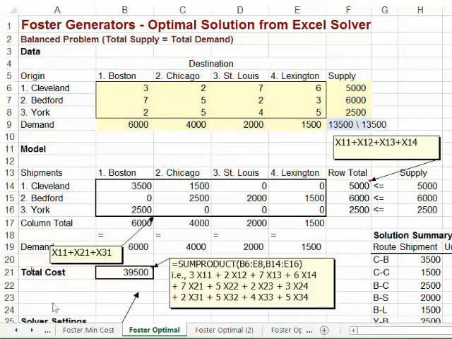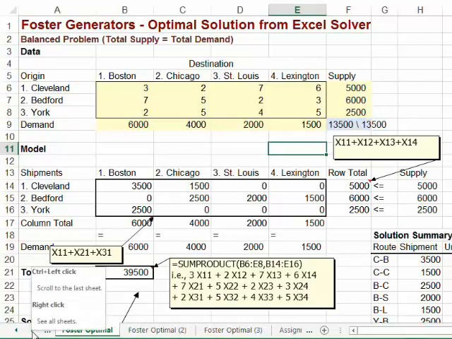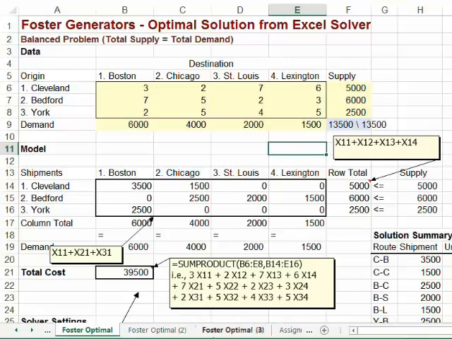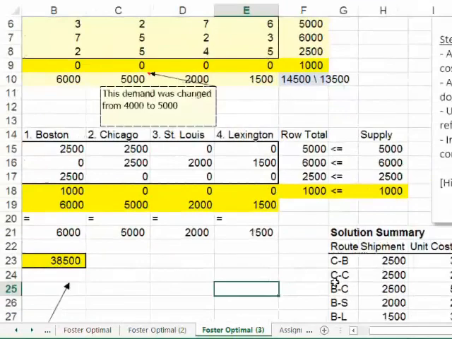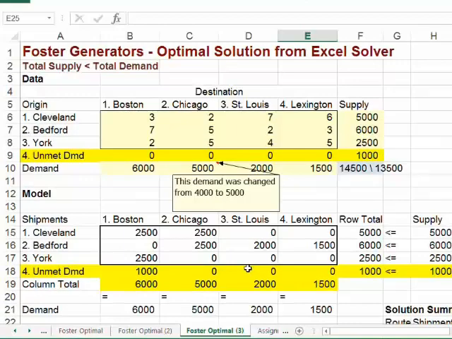You could actually see what change was made to accommodate not having enough supply to meet the demand. That's in the sheet, number 3, where it says Foster optimal number 3. Here is the result. There are all kinds of highlighted cells, and these highlighted cells are either new cells or cells that were changed. This is after making all the changes and then running the problem. So this is your result. Now we're going to talk about how to get there, but at least you have your final result as a reference.